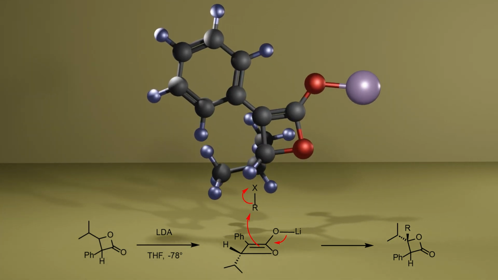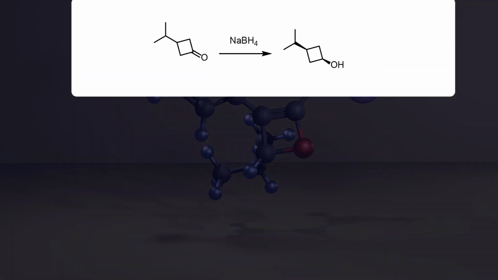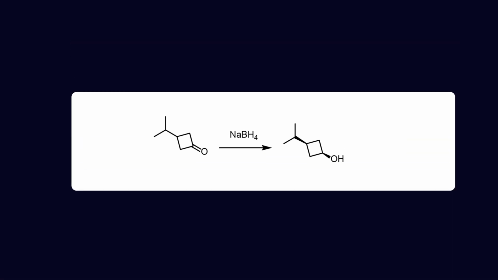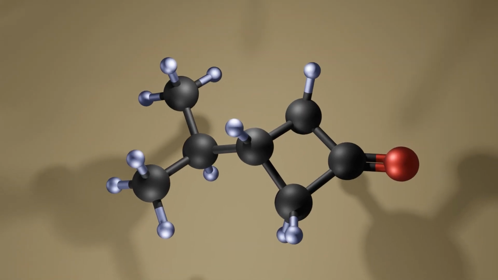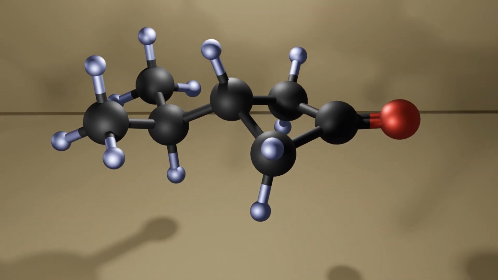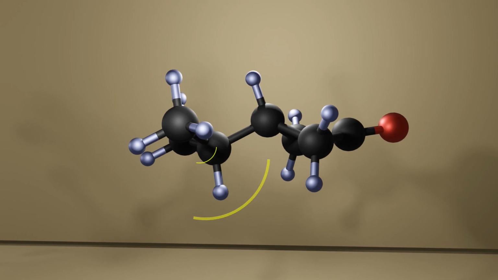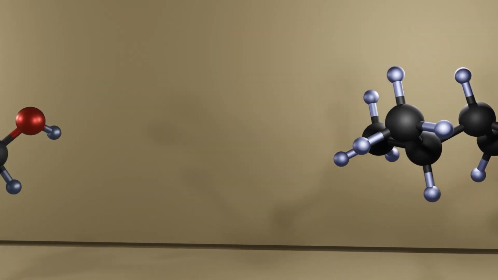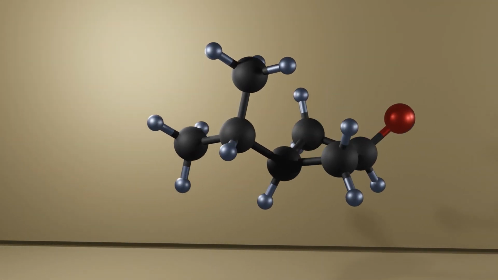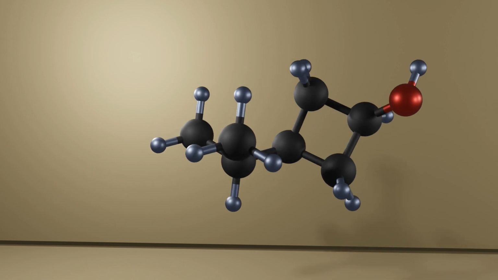Now let's discuss the stereochemical outcome of this reaction. Reduction of substituted 4-membered ring ketones is usually stereoselective. As you see, in this case, the cis product is favored. This ketone has a bent conformation similar to cyclobutane. Like the previous example, the isopropyl group blocks this face of the molecule, so nucleophilic attack to the carbonyl group occurs from the opposite side. As a result, the hydroxy group and isopropyl group are on the same side of the product.